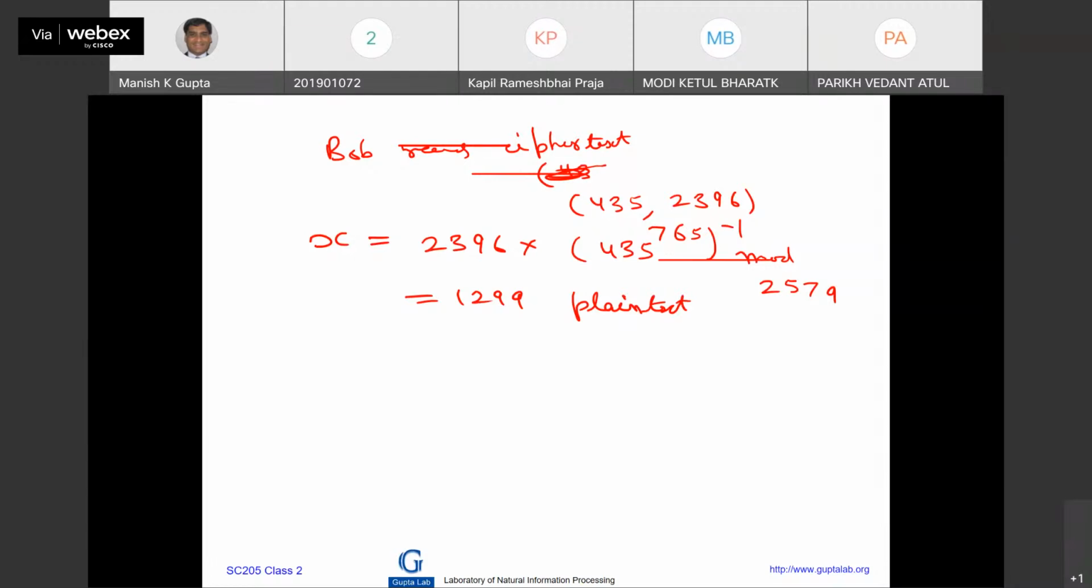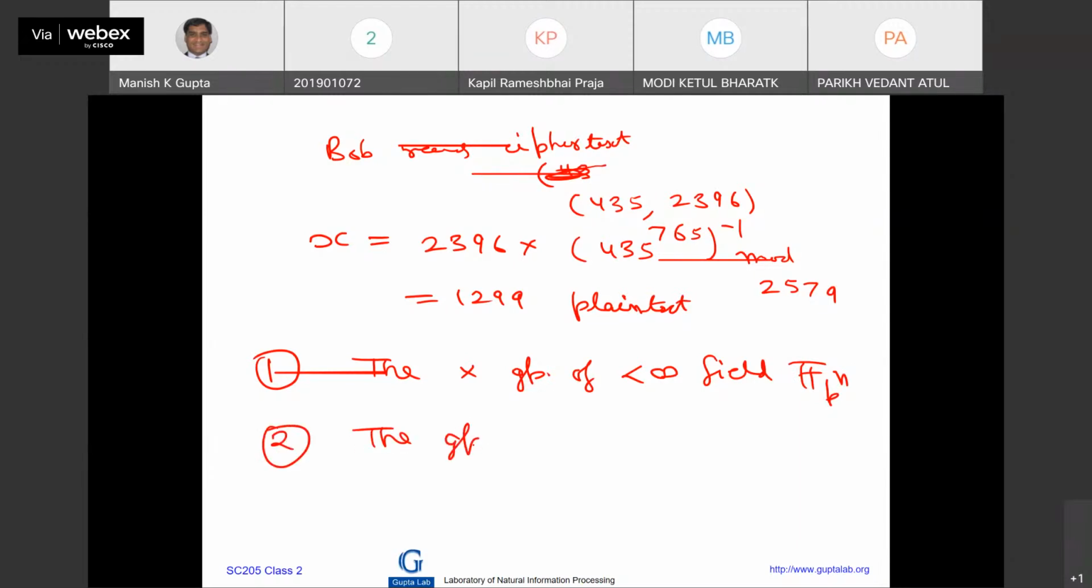this ElGamal crypto system can be implemented in different kinds of groups. The first group is the multiplicative group of a finite field. Are you aware of finite field? And the other is the group of an elliptic curve.